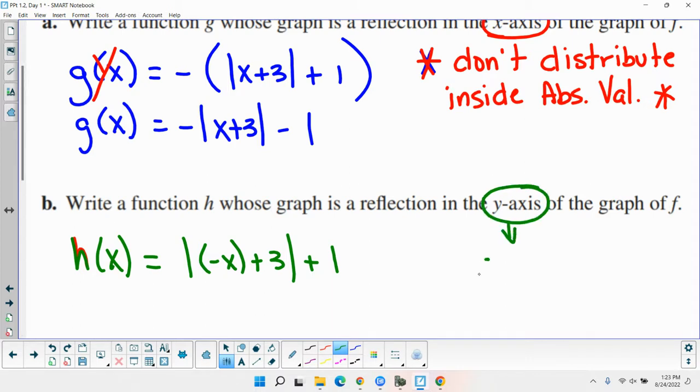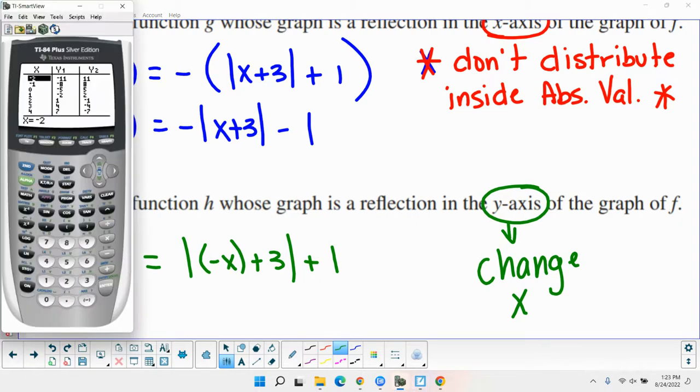And that's when we changed the x. So we changed it from positive x to negative x. Absolute value. Let me go over that one.